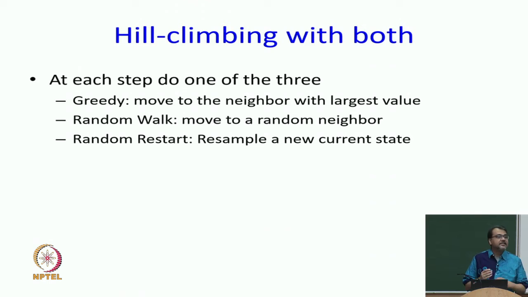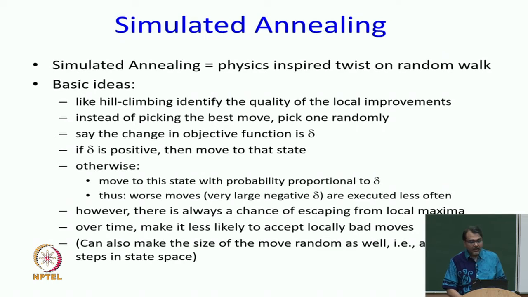One of the more famous algorithms which achieves this is called the simulated annealing algorithm. The idea of simulated annealing is that it is nothing more than a random walk with greedy hill climbing, but the random walk happens in a specific fashion, and that specific fashion allows you to say interesting properties about this algorithm. So, what are the basic ideas? It is like hill climbing, except instead of going through all the neighbors, you pick one randomly.